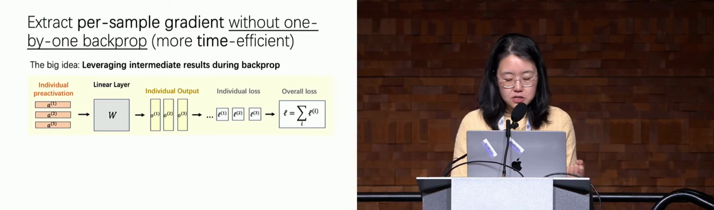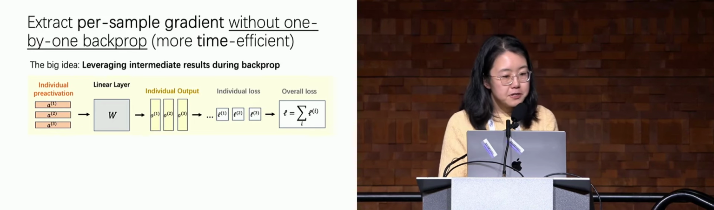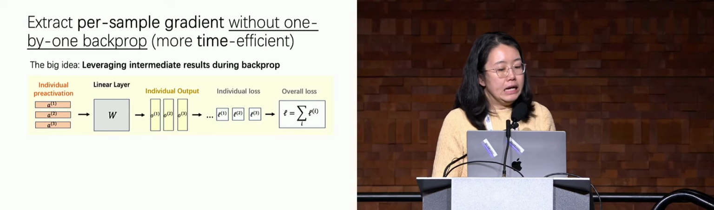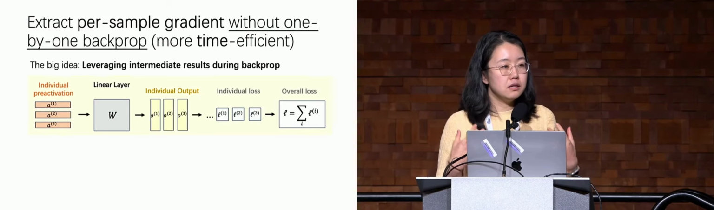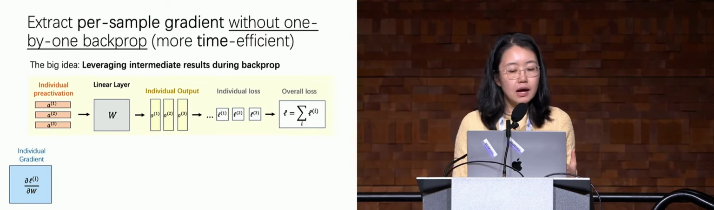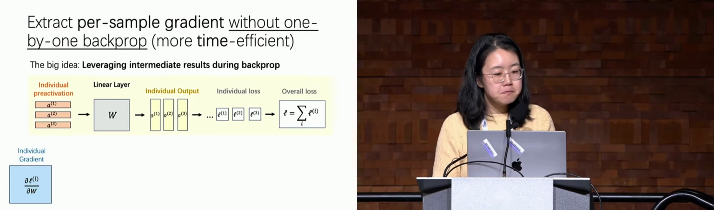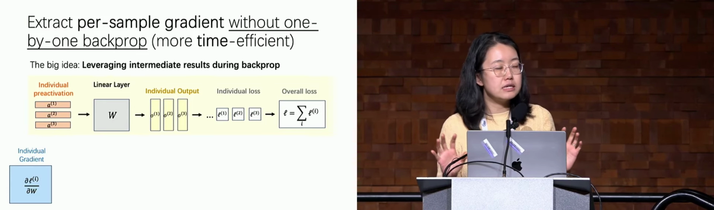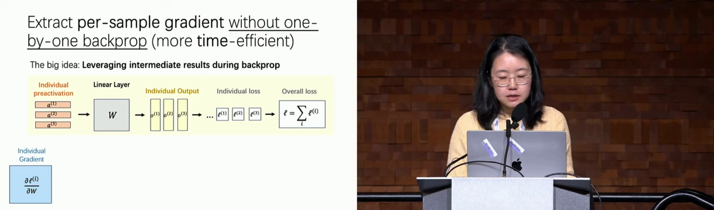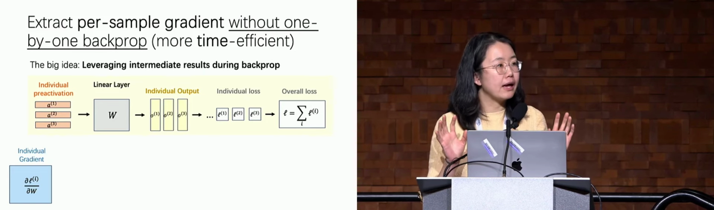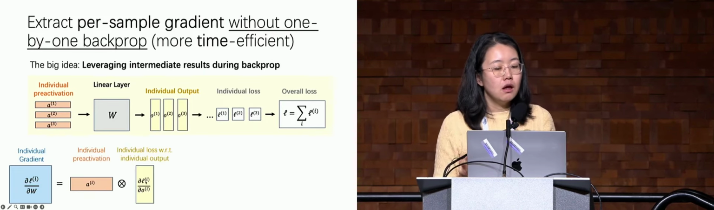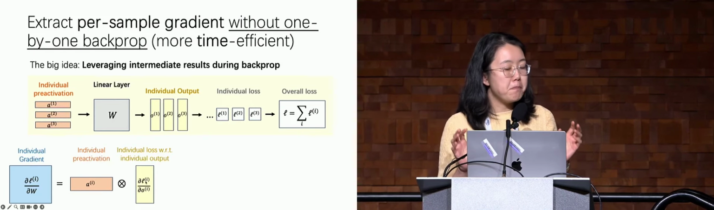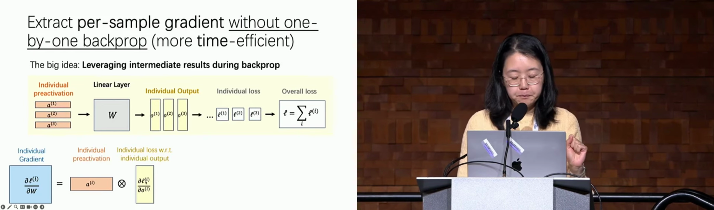How can we tackle these challenges? Here are the ideas. The big idea is that we are going to use some intermediate results that we can obtain during backpropagation to recover these quantities that we are interested in. All right, so let's first look at how we can calculate per-sample gradient without the need of one-by-one backpropagation, to save more time.